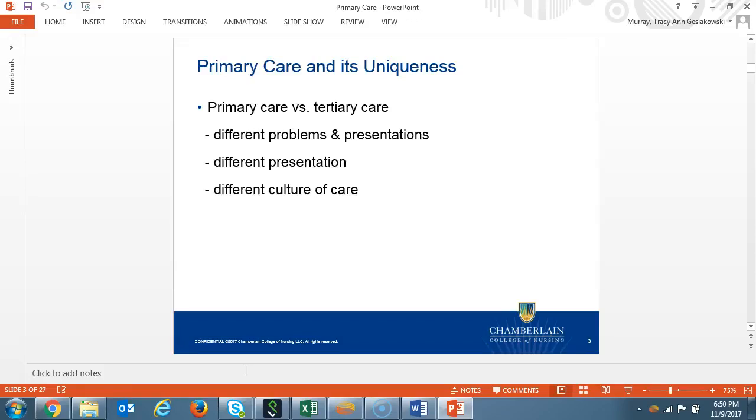Primary care is different than tertiary care. The types of problems that are solved in primary care are different than those seen in acute or critical care settings, which you may be used to as a bedside nurse.